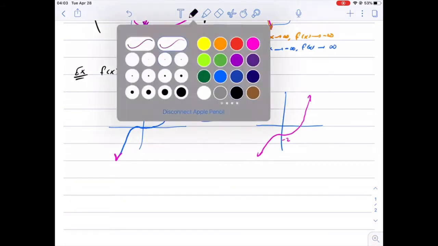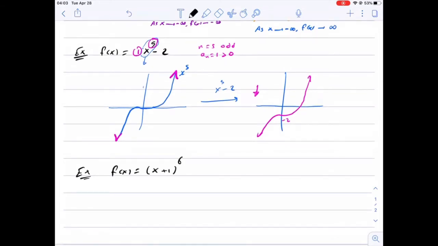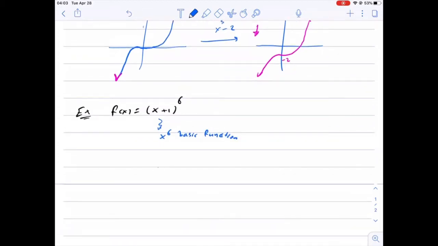If the power is even, for example, if we have f of x equals x plus 1 all raised to power 6, here the graph is the same as the basic function. The basic function is x to the 6th. So when we graph this basic function, the graph looks like this. So this is x to the 6th.